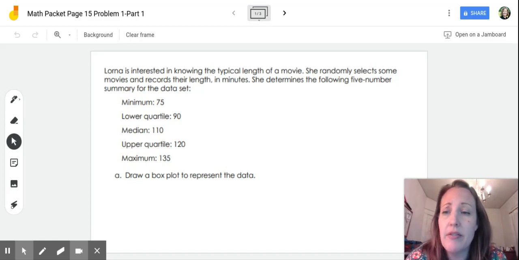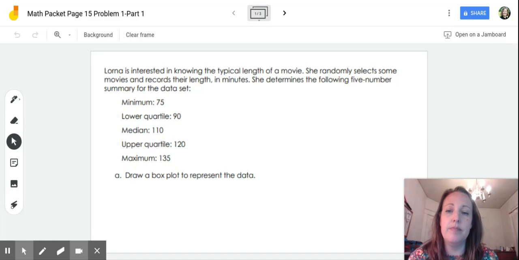Lorna, I've never heard that name before, is interested in knowing the typical length of a movie. She randomly selects some movies and records their length in minutes. She determines the following 5-number summary for the data set.